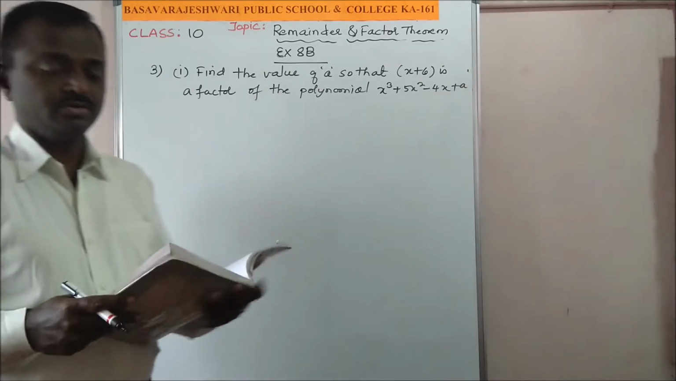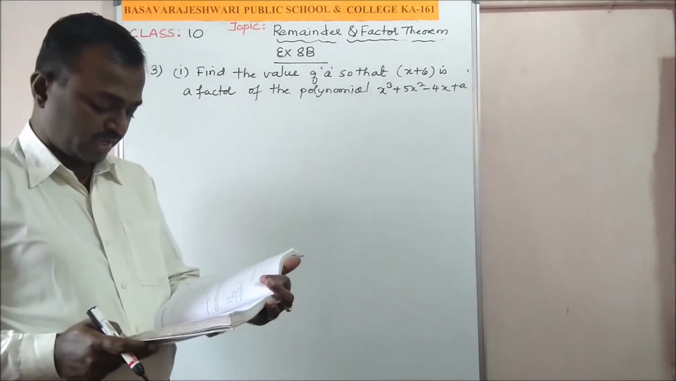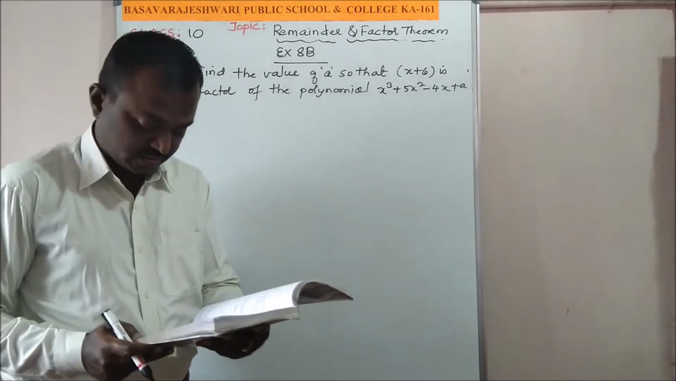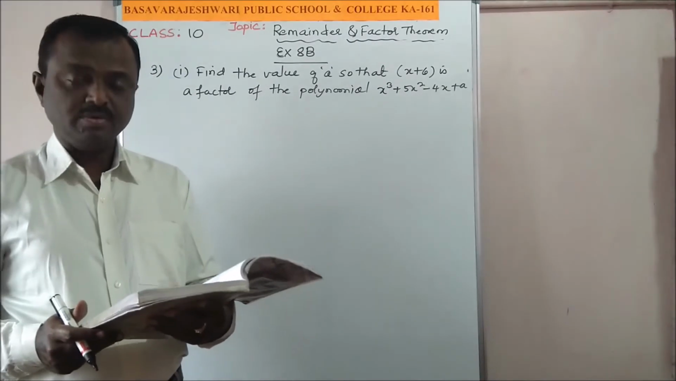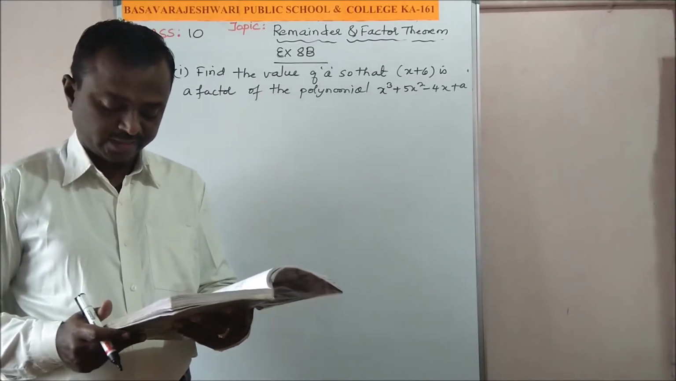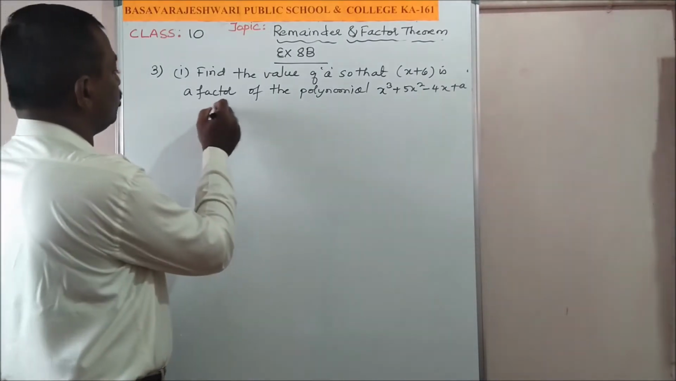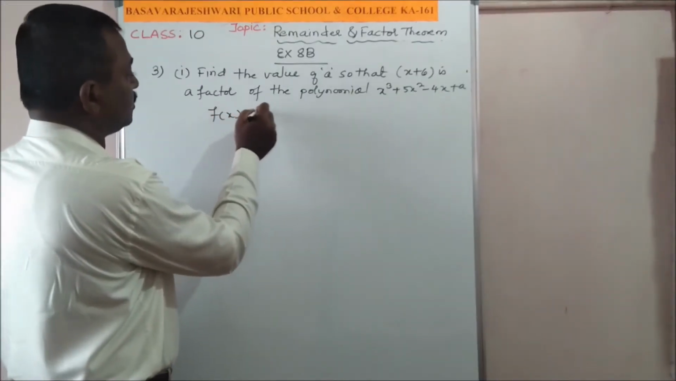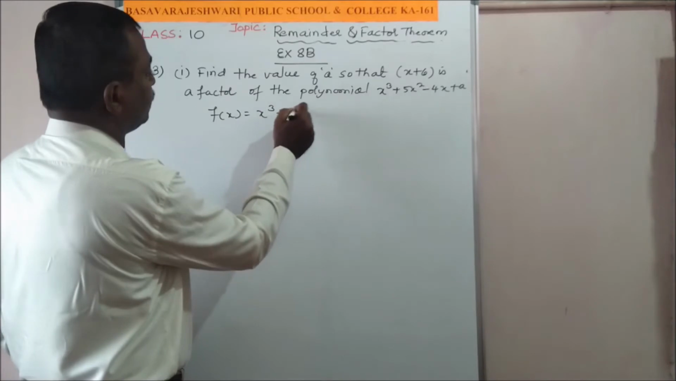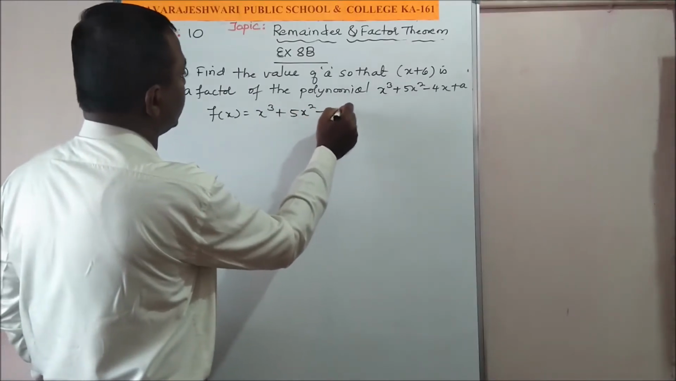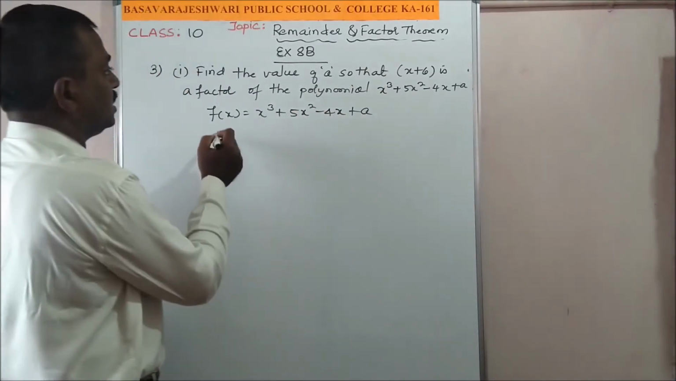So third main, first one. Find the value of a so that x plus 6 is a factor of the polynomial x cube plus 5x square minus 4x plus a. So what is the polynomial given? f of x is equal to x cube plus 5x square minus 4x plus a.